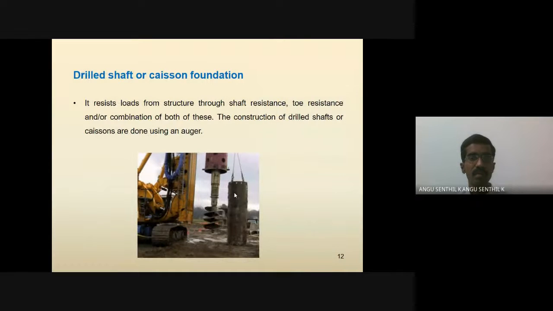Next, caisson. It will have some auger arrangement through which the soil slurry is removed. After that, the concrete element will be placed inside the ground. It resists load from structure through shaft resistance, toe resistance, or the combination of both shaft and toe resistance.